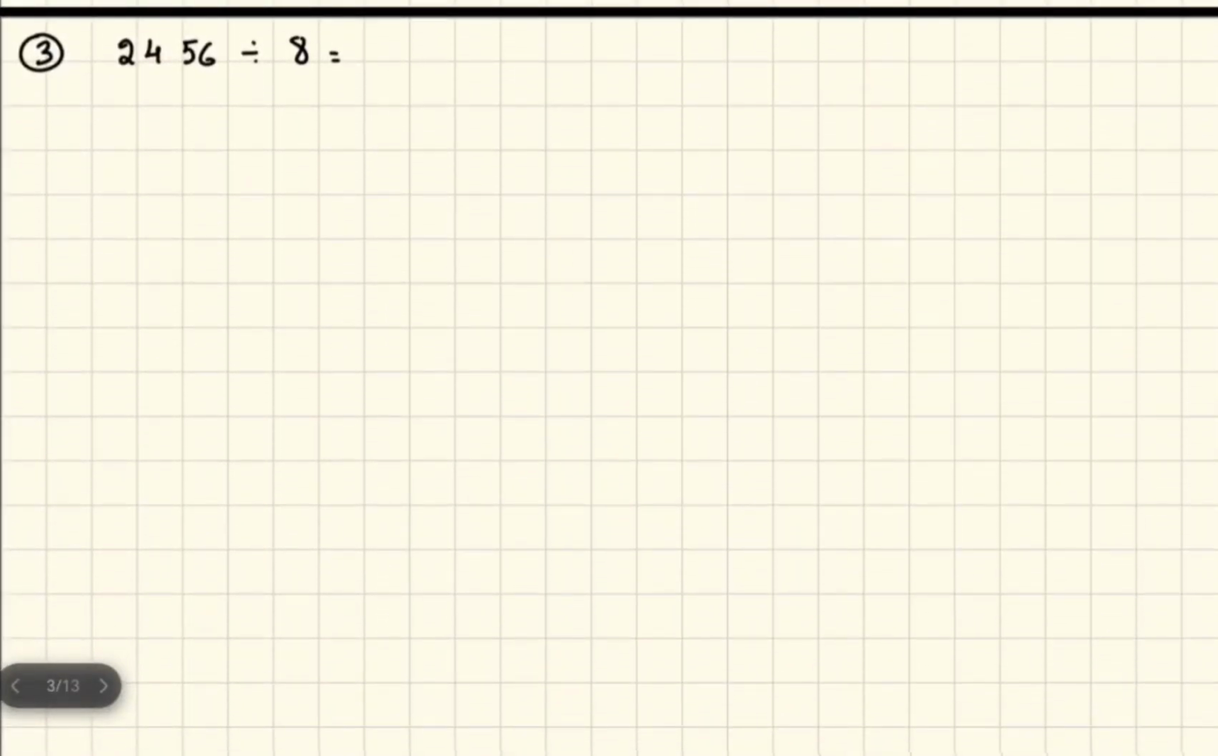Number 3, 2456 divided by 8. So long division, the 8 is the divisor, it goes outside. I check the 2 is smaller than 8, we cannot, so we take 24. 8 times how much is 24? We know it's times 3.